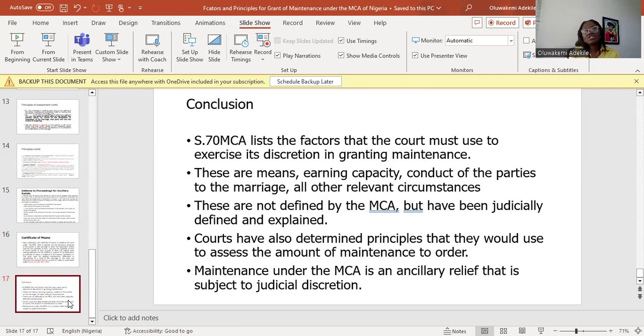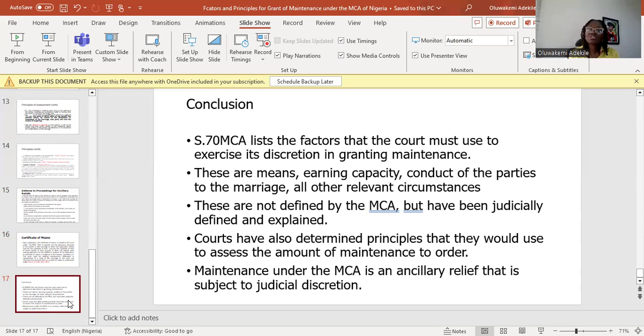So what we have discussed today is simple: Section 70 of the MCA lists the factors that the court must use to exercise its discretion in granting maintenance. So it is not for the court to just determine out of the blues. There are some laid down factors that they should look at, and these factors have been stated as means, earning capacity, conduct of the parties to the marriage, and all other relevant circumstances, and they must aim to do what is just and equitable in the light of the circumstances of each case.